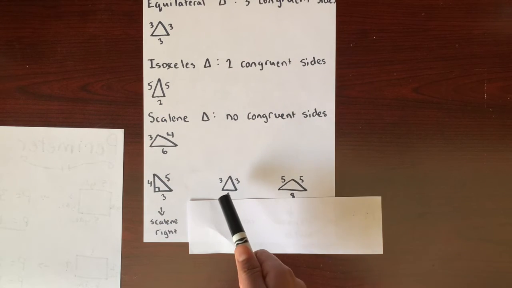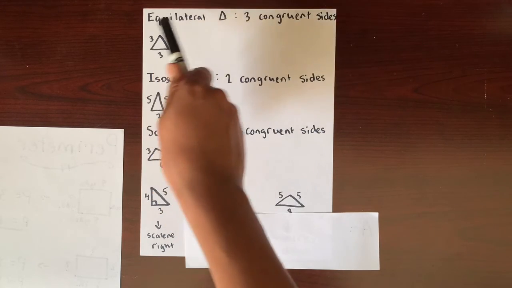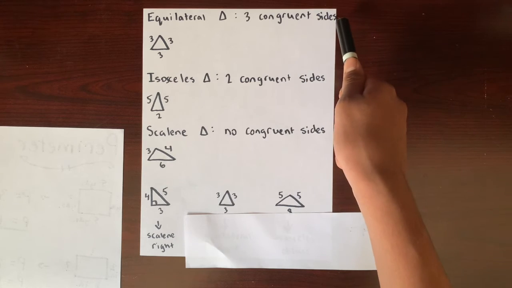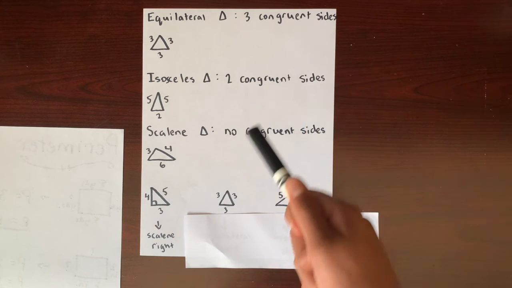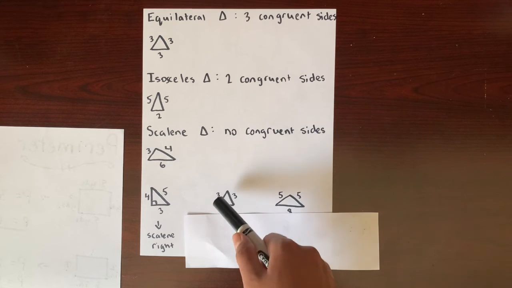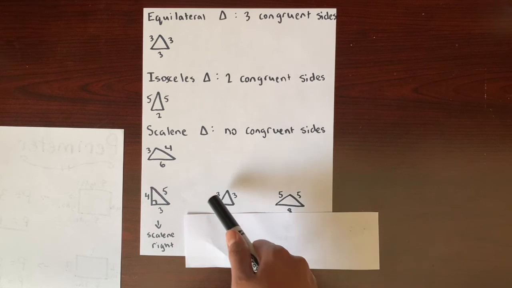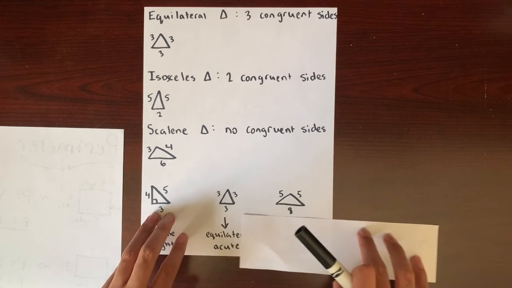Now let's look at this example. This triangle we see has side lengths of 3, 3, and 3. And if we remember, an equilateral triangle has three congruent sides, or three sides with the same length. So that makes this an equilateral triangle. And then if we look at the angles, we see that these are all smaller than a right angle. So that makes this an equilateral acute triangle.